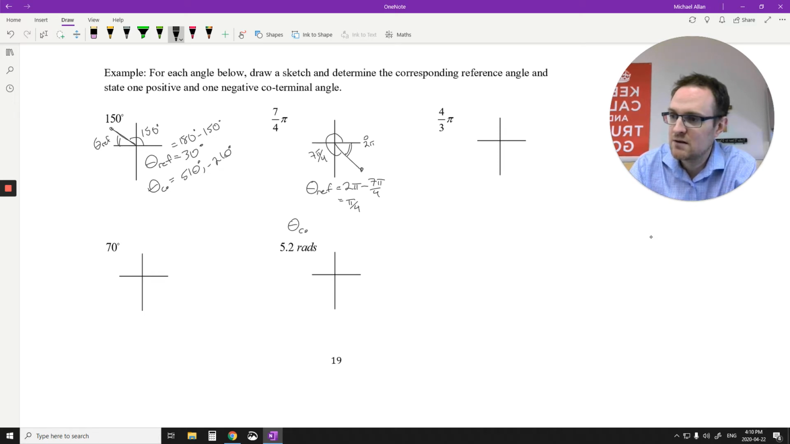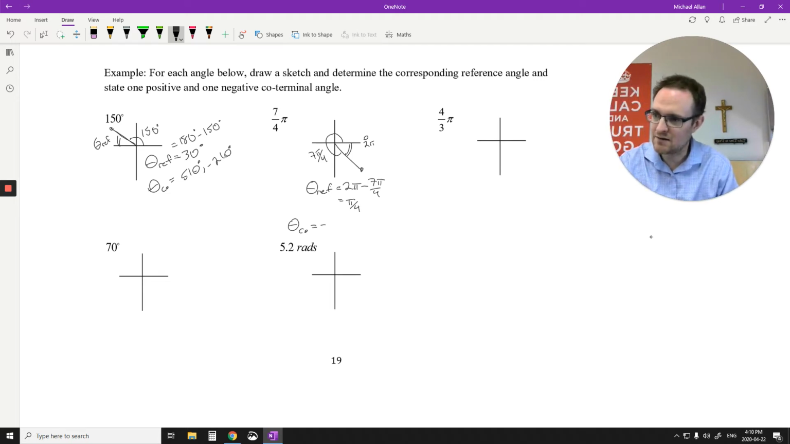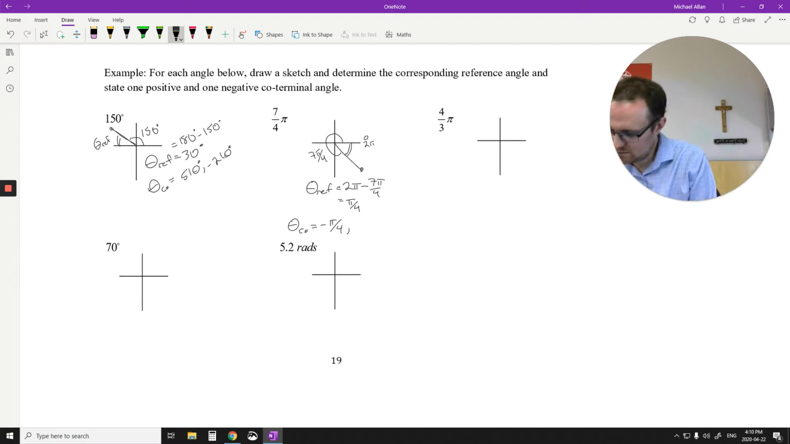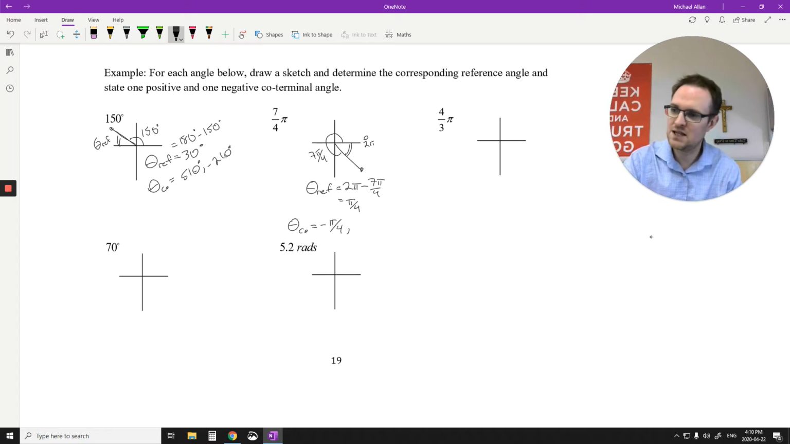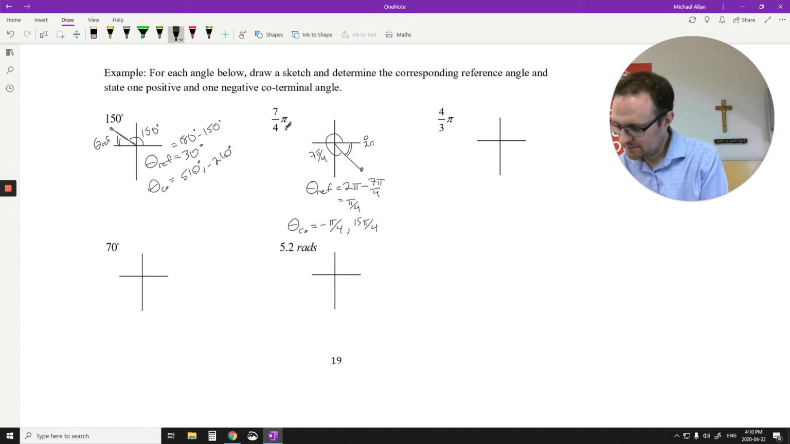Coterminals, add or subtract 2 pi to the 7 pi over 4. One's going to be negative pi over 4, which is nice. And the other, 7 over 4 plus 2, that's 15 pi over 4. You notice I'm keeping those in exact values because this is an exact value, so let's leave these as exact values too. Next, 4 pi over 3, sorry.